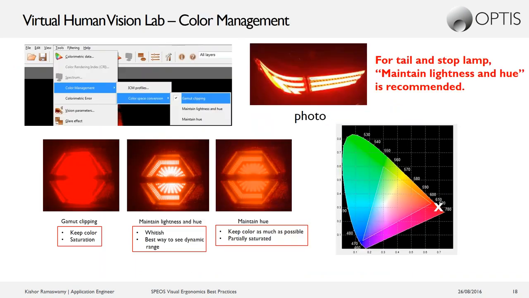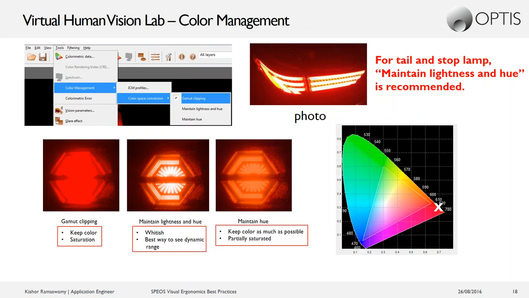So some settings inside the Human Vision Lab which are important to take into account. One of them is color management. Any display will have a certain gamut which it can use for displaying colors. That can be seen on the right picture with the triangle. If you have a color in your result which is outside of this range, the software has to make a decision on how it represents this color. So there's three different options for representing the color.